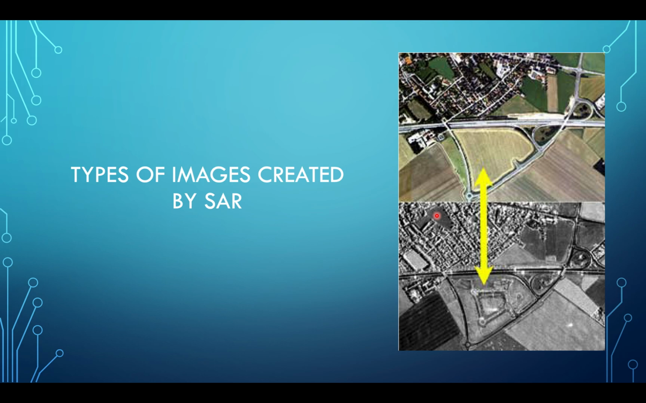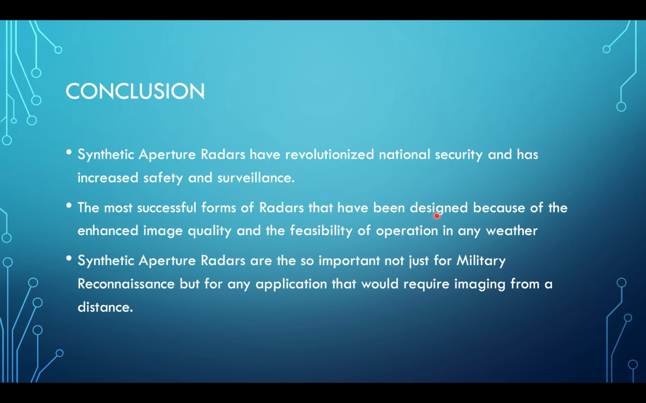So in conclusion, synthetic aperture radars have revolutionized national security and have increased safety and surveillance. Especially in this day and age, with terrorism still being there, just knowing what's going to happen before it actually happens can save a lot of lives. Just imagine knowing what the enemies are up to, knowing what type of vehicles they have, knowing what movements they're going to make before they actually do it, before it's too late.